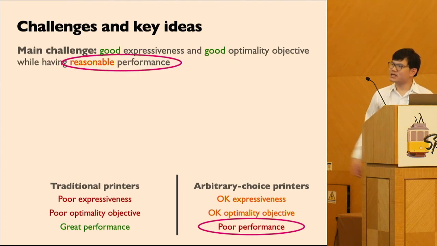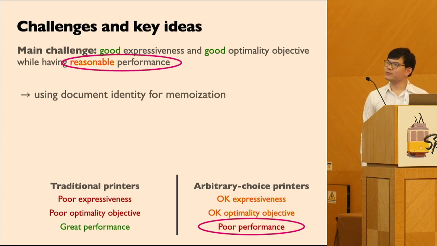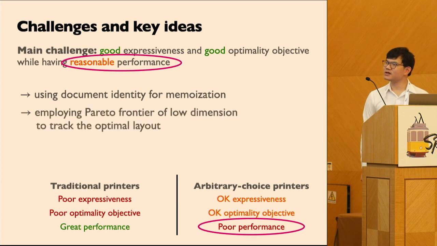And so to address this issue, we will do memoization by using the document identity. And to achieve reasonable performance, we will use a data structure called Pareto frontier of low dimension to track the optimal layout. And the Pareto frontier of low dimension is really great, because you can do operations like merging two Pareto frontiers together in a really efficient way.